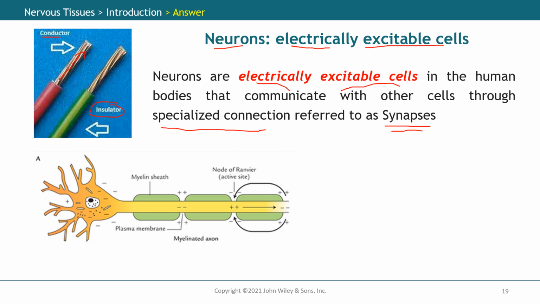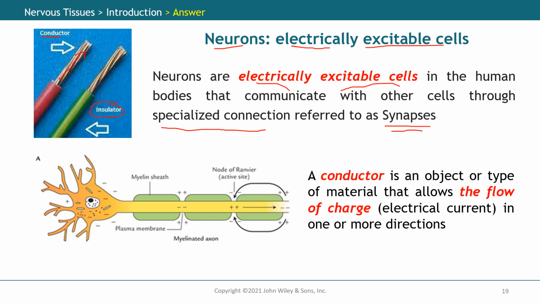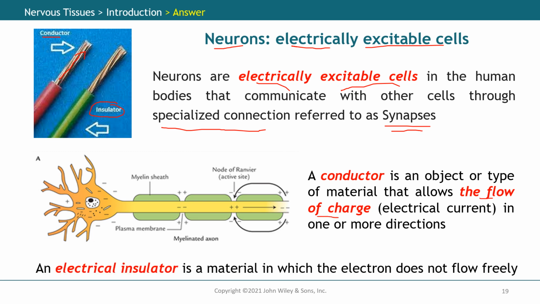And I told you that there is a section that is a conductor, in charge of the flow of the charge, while there is another one that is the electrical insulator, which doesn't allow the electrons to flow freely in any direction. They have to move in a particular direction. Okay, so those components are important. Now I'm going to start talking again about myelin, but in the context of the neurons.